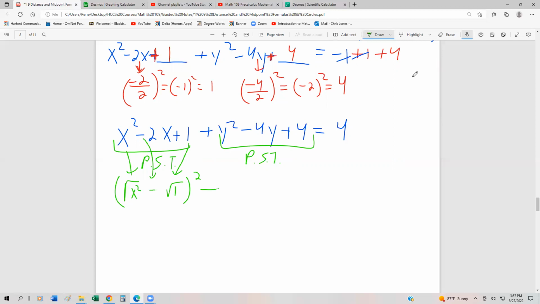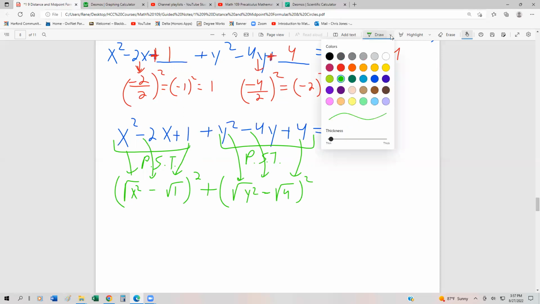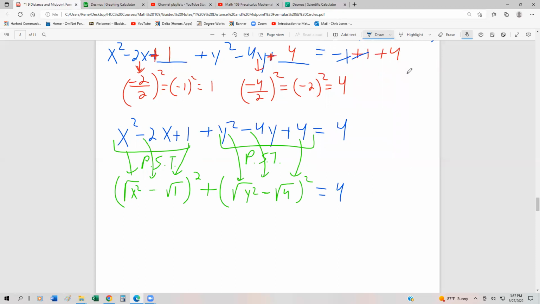I'm going to do the exact same thing for the y. So now this is going to become the square root of y squared. Okay, so we're going to have the square root of 4, and then we're going to bring down the sign in the middle. That's a minus, and we're going to square it. Now, the 4 is staying 4 on the right-hand side, so we don't do anything to that. Another way to write this would be (x minus 1) squared plus (y minus 2) squared equals 4.